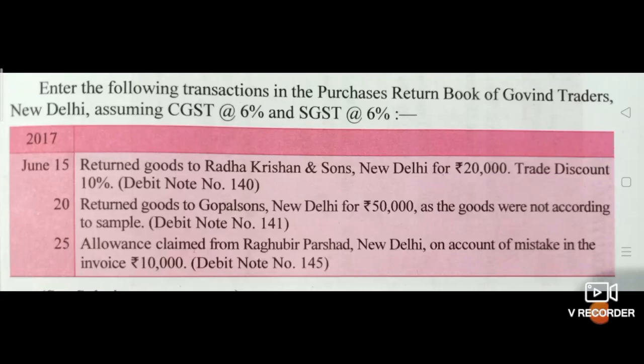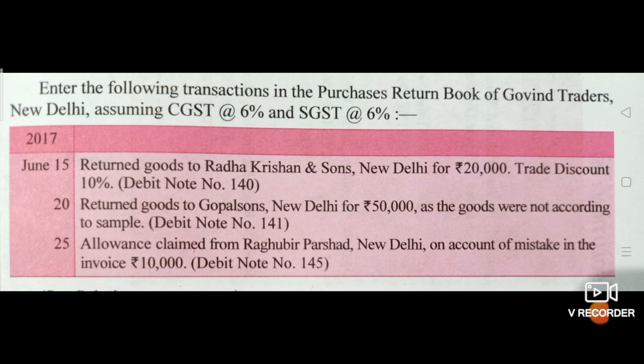Hello students, good morning. Today we will solve this problem of purchase return book. See the problem. Enter the following transactions in the purchase return book of Govind Traders, New Delhi, assuming CGST at 6% and SGST at 6%.